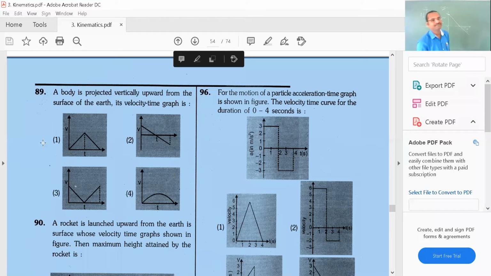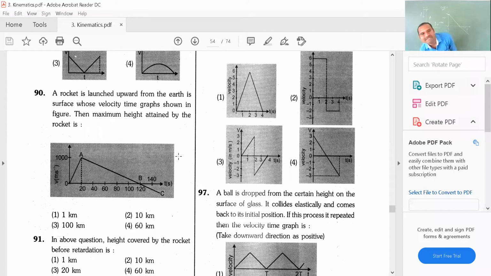Now I am going to question number 90. A rocket is launched upward from the earth's surface whose velocity time graph is shown in the figure. The maximum height attained by the rocket is? So the velocity and time graph is given. I will enter the data first.